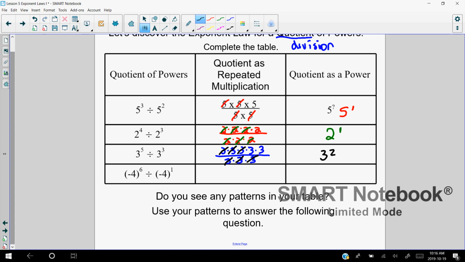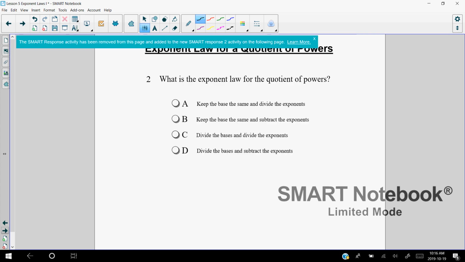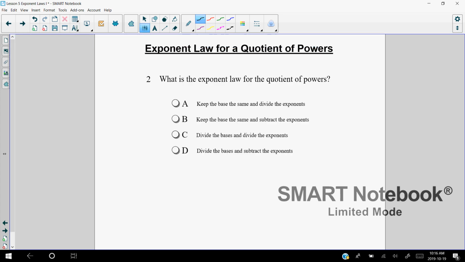All right, so the last one you can do on your own, and we're going to see once again if we can find a pattern. So what is the exponent law for the quotient of powers? So the division of powers. Keep the base the same and divide the exponents. Keep the base the same and subtract the exponents. Divide the bases, divide the exponents. Divide the bases and subtract the exponents.